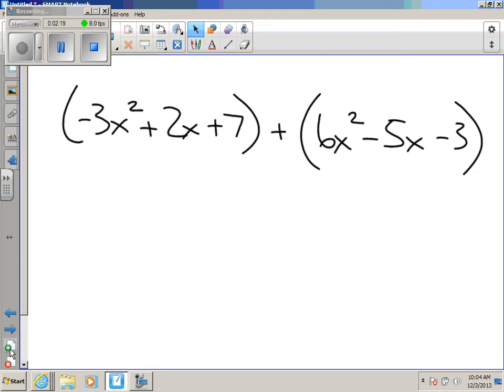Okay. So here's what we were talking about before. We've got a negative 3x squared and a positive 6x squared. Put them together. Mark?